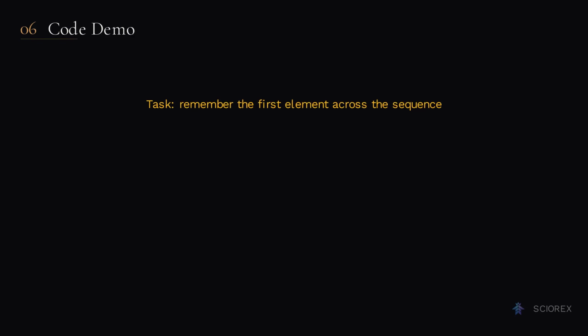Let's build a simple RNN and watch it succeed on short sequences, then fail on long ones. The task is deliberately simple. Look at the first element of a sequence and report it at the end. The only challenge is remembering across distance.